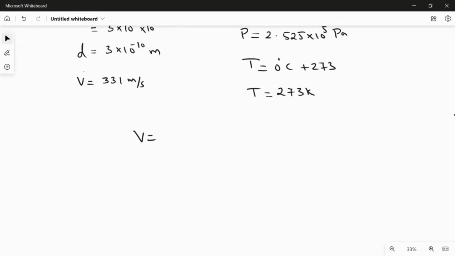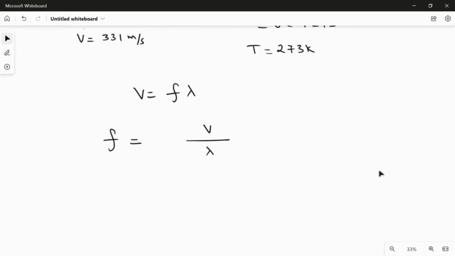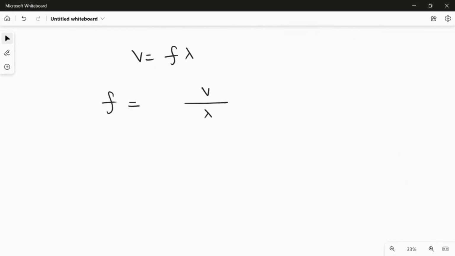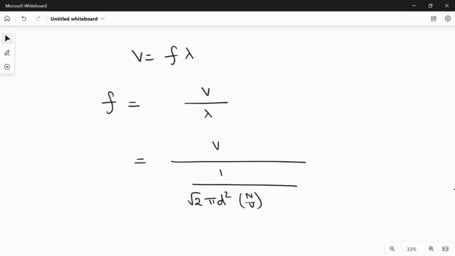Now we have to write the basic rule for the speed. Speed v is equal to frequency multiplied by lambda. And here we are going to calculate the value of the frequency. Therefore, frequency is equal to speed over lambda. Lambda here is the wavelength, but the mean free path is also the lambda value. So I am going to use the mean free path here. Therefore, f is equal to speed over 1 over root 2 pi d square N over V. This is the rule for the mean free path. Okay.